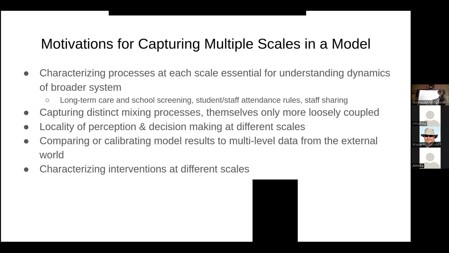If we want to simulate the interventions at that intermediate level, that one of those levels of context, we need to represent that context, right? That level of nested context.